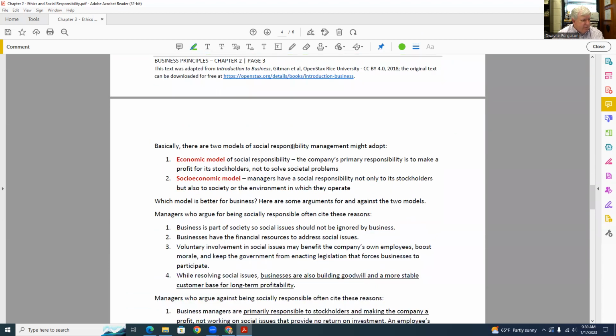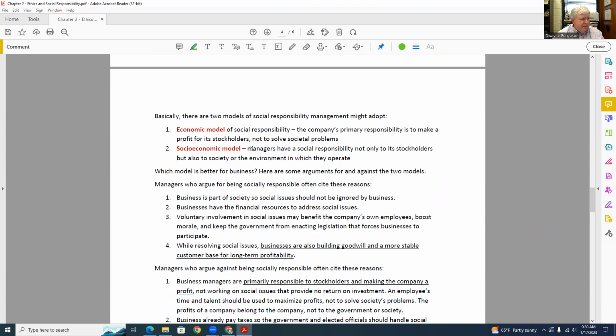But anyway, social responsibility, talking about giving something back. Here are the two models. This is not in your textbook, but here are the two things that managers believe. They can either believe in the economic model or the socioeconomic model.